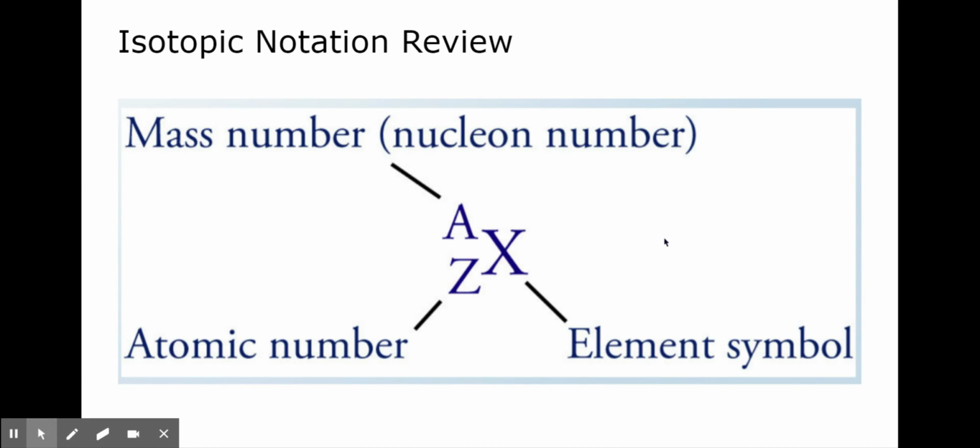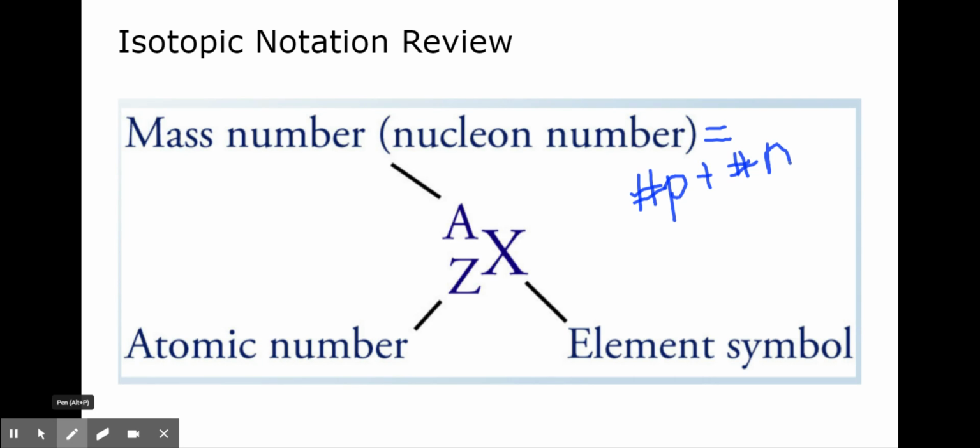First, let's review what isotopic notation is. So in my diagram below, the element symbol is X. This is referring to the symbol from the periodic table. A is the mass number or nucleon number. If you remember, mass number was equal to the number of protons plus the number of neutrons. So nucleon number and mass number are interchangeable vocabulary words. They mean the same thing.